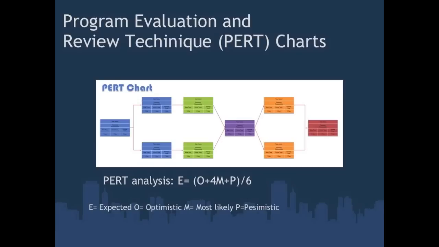These 3 estimates are calculated through the formula on the slide. Expected activity duration equals the sum of the optimistic estimate plus 4 times the most likely estimate plus the pessimistic estimate, divided by 6: E = (O + 4M + P) / 6.